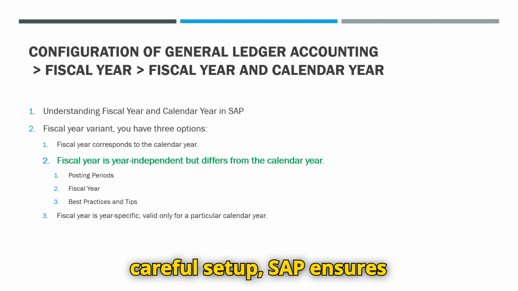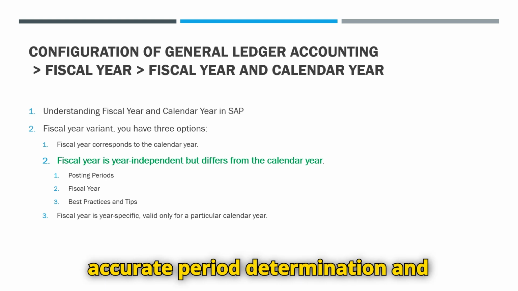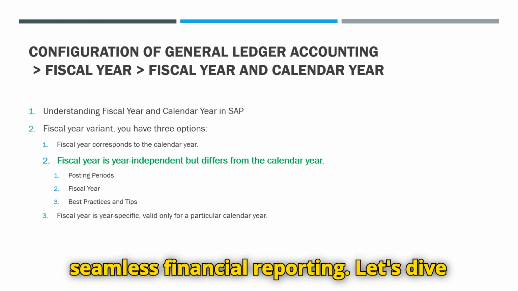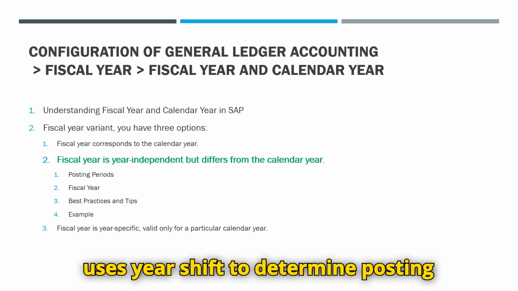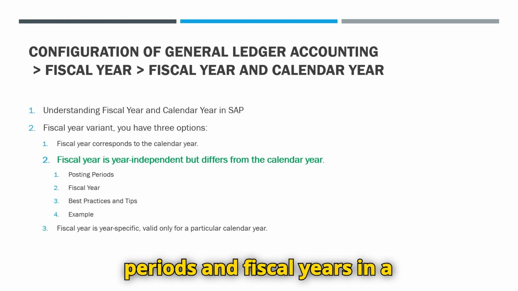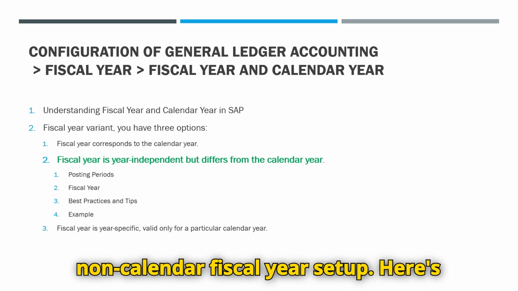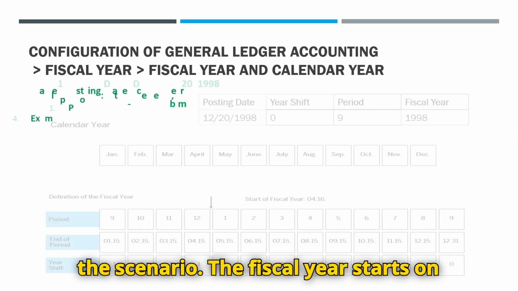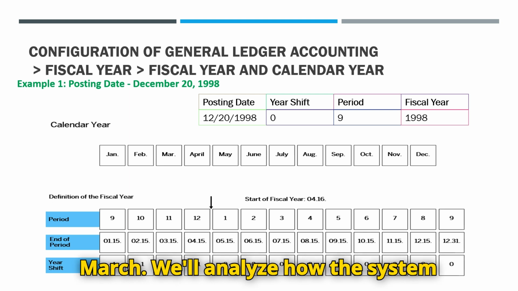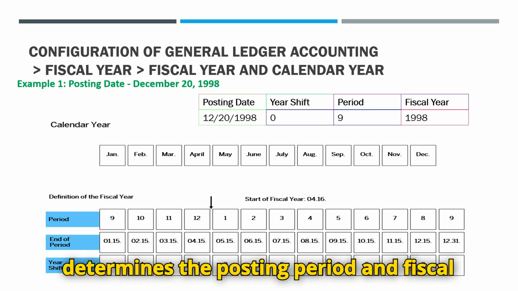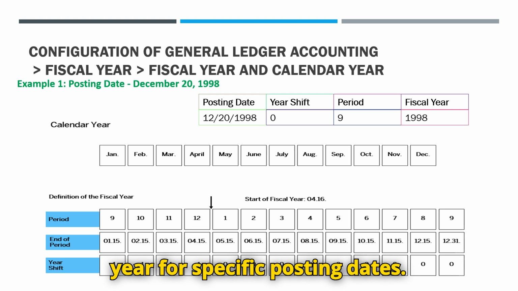With careful setup, SAP ensures accurate period determination and seamless financial reporting. Let's dive into an example that demonstrates how SAP uses year shift to determine posting periods and fiscal years in a non-calendar fiscal year setup. Here's the scenario. The fiscal year starts on 1st April and ends on 31st March. We'll analyze how the system determines the posting period and fiscal year for specific posting dates.